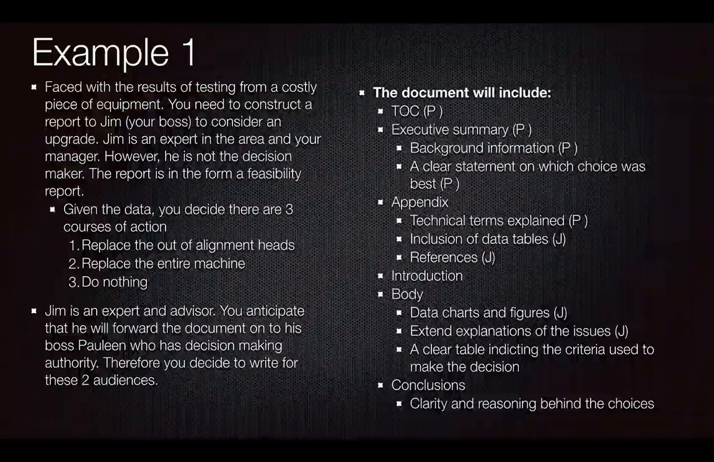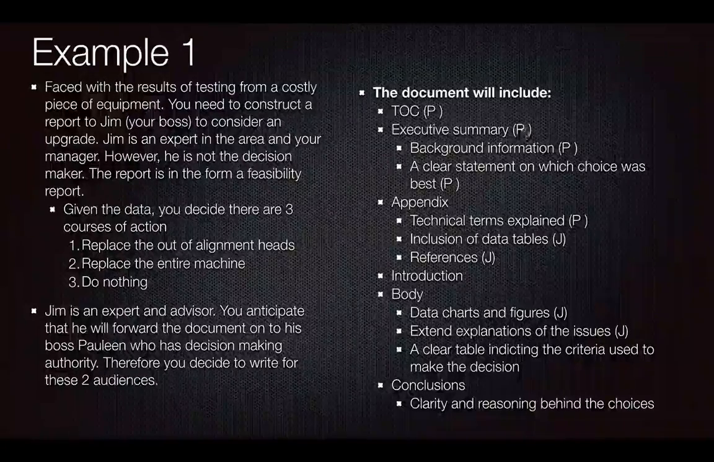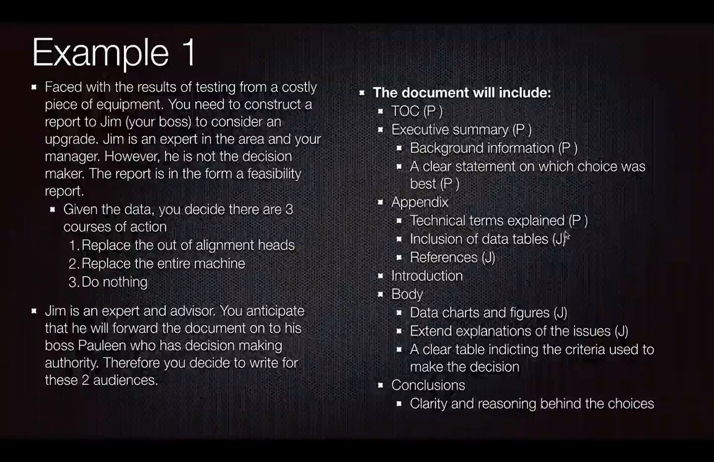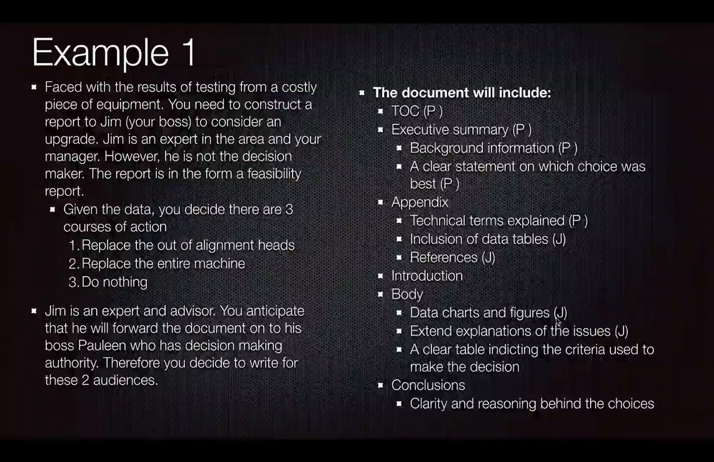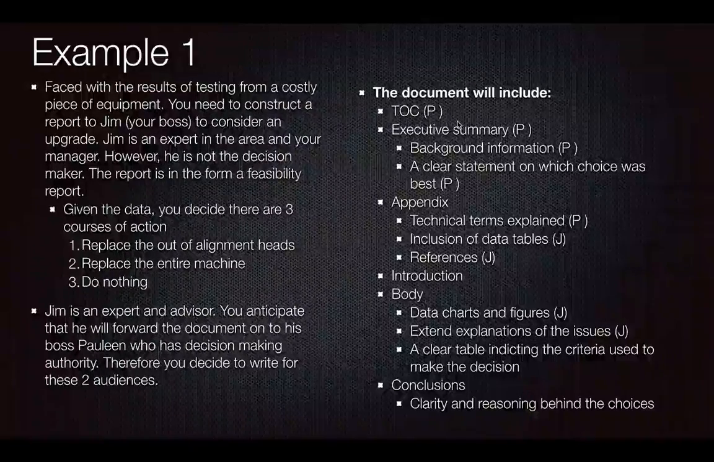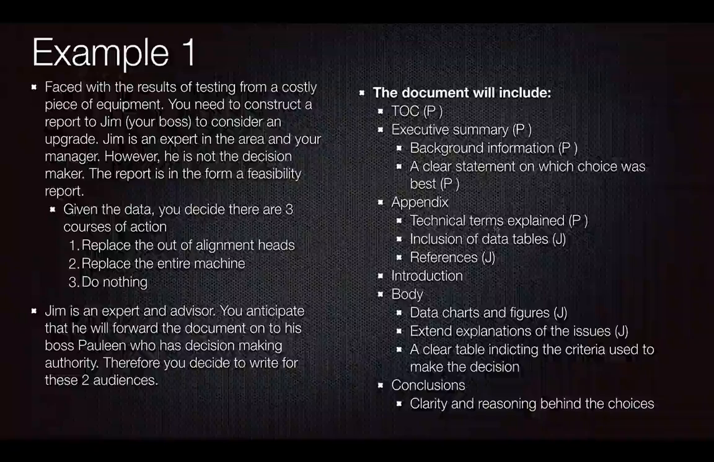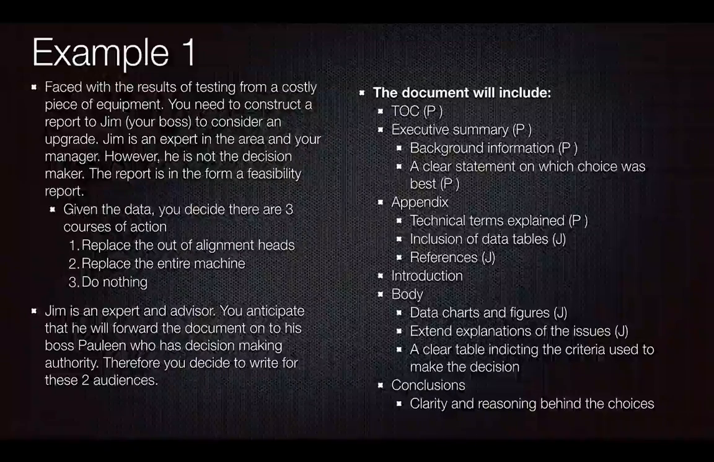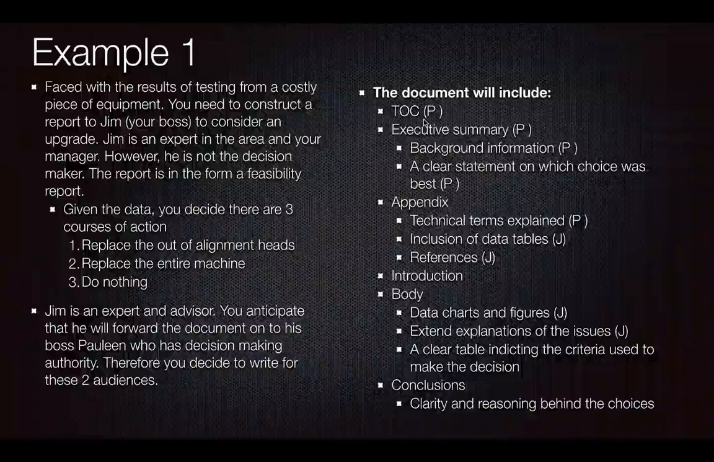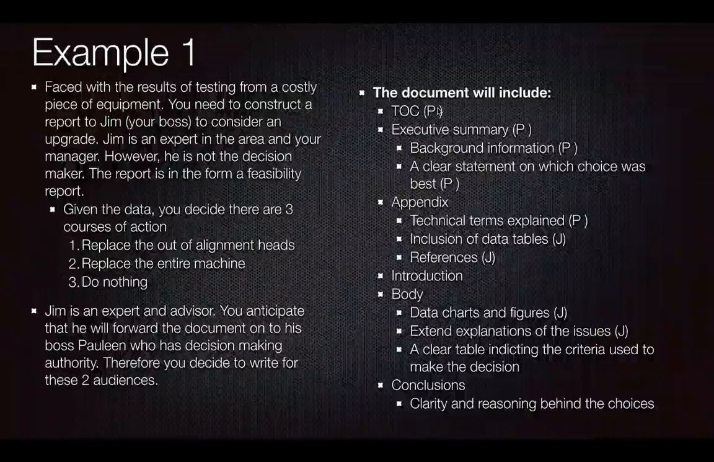Maybe your document would look like this. And if you look closely, you can see P's where we're adding sections for Paula, and J where we're adding sections for Jim. Sometimes they'll be targeted at both, but there are going to be some specific areas that are only going to be for these types of audiences. For example, Jim is an expert. He probably doesn't need a table of contents. But Paula is not an expert. She might need a table of contents in order to navigate the document.